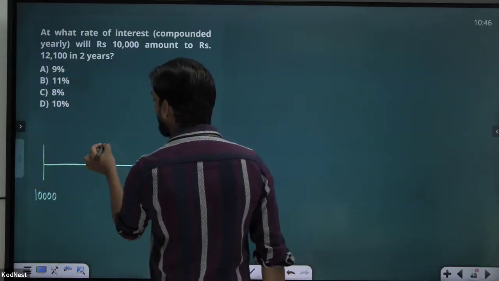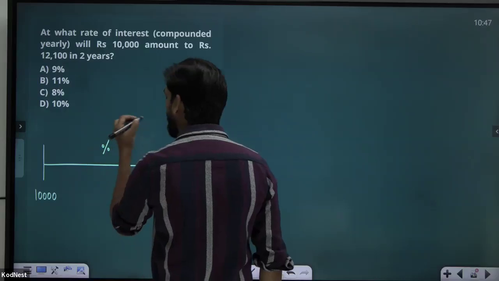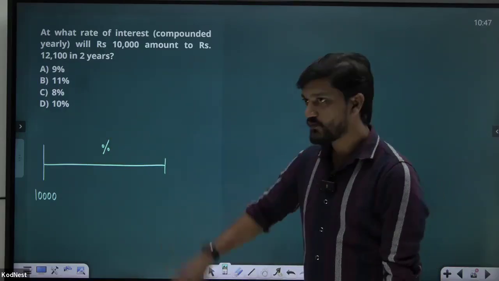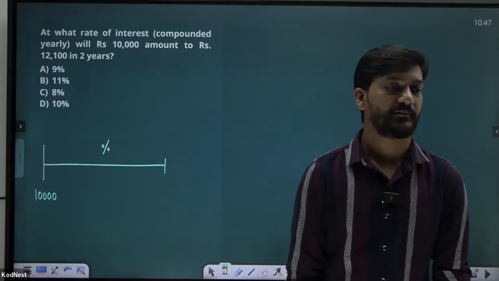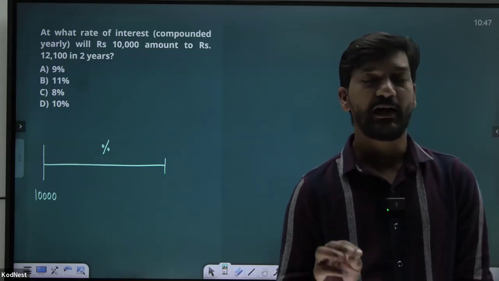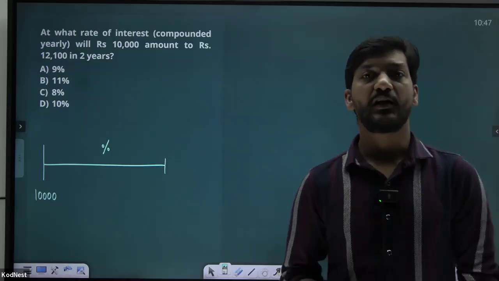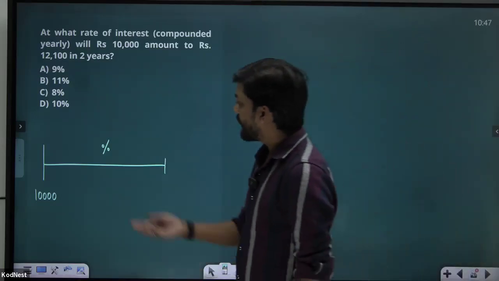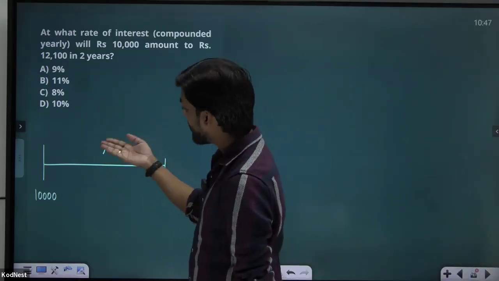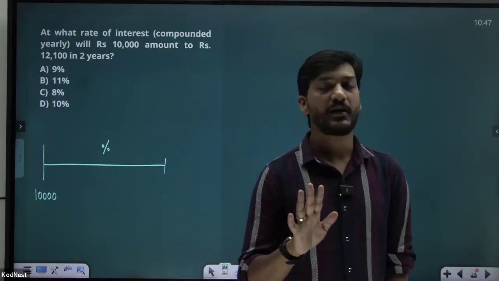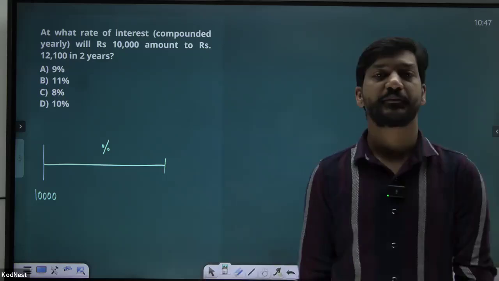I know the principal, 10,000, but I don't know any percentage. So will this method be useful? I don't know any percentage given, so what percentage will I calculate? 1%, 2%, 3%, 4%, 5%? I don't know. So this method is now useless for this question.